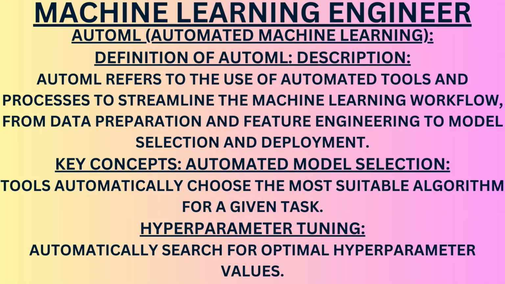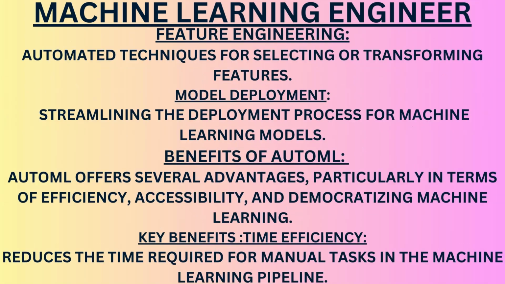Hyperparameter tuning: automatically search for optimal hyperparameter values. Feature engineering: automated techniques for selecting or transforming features. Model deployment: streamlining the deployment process for machine learning models. Benefits of AutoML. AutoML offers several advantages, particularly in terms of efficiency, accessibility, and democratizing machine learning.